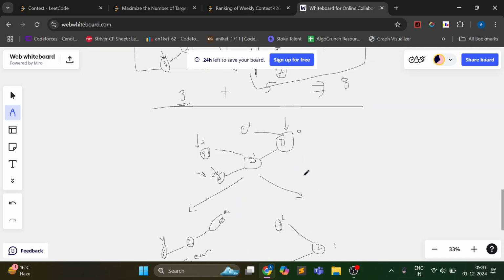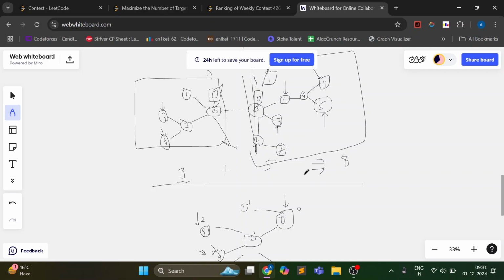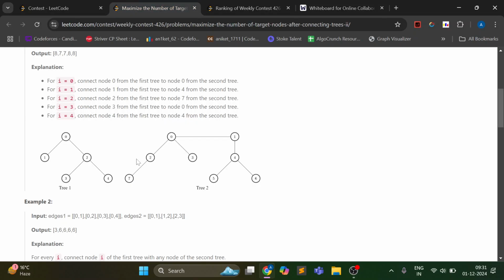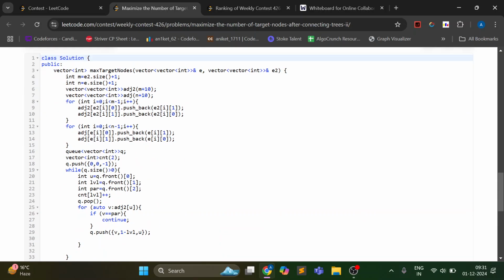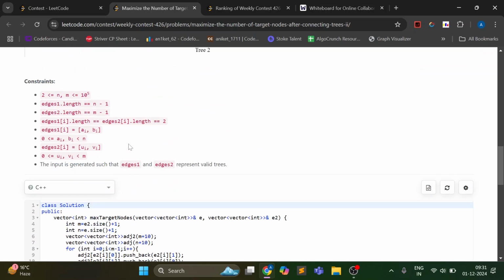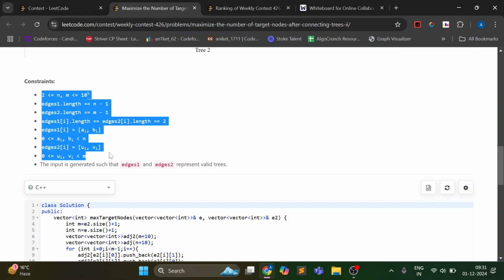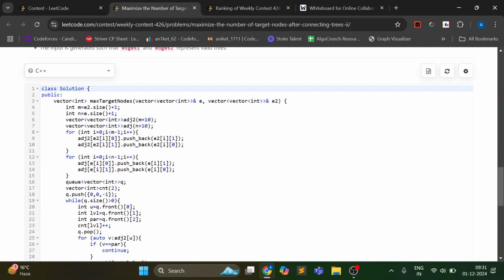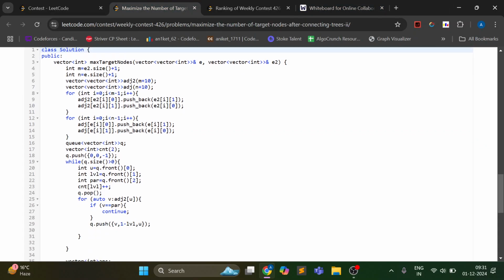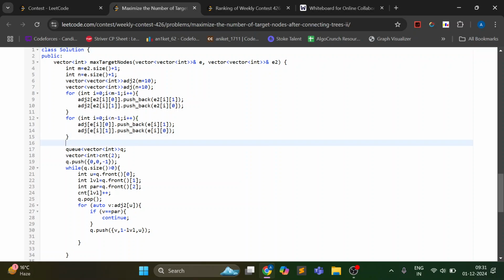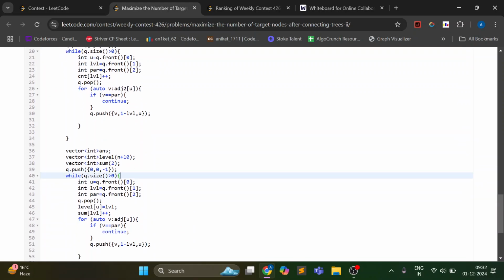This is the overall solution. So the idea here is to process both trees independently and find the solution. But here the constraints are high, so try to optimize your solution. You basically have to run only two DFS or BFS, whatever you like. So first of all, the creation of those adjacency lists.